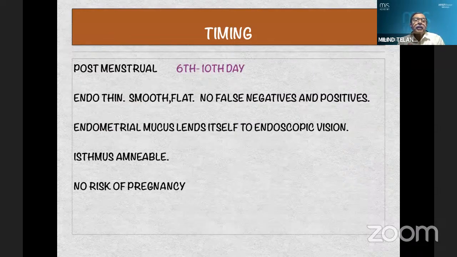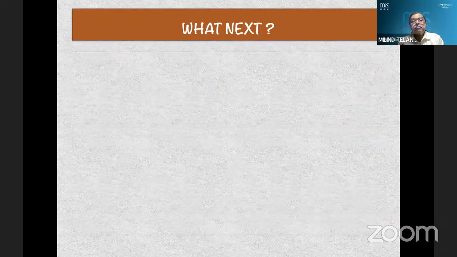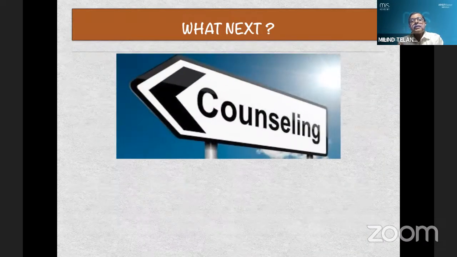Then coming to the timing, post-menstrually 6 to 10 days is the ideal time, because the mucus is absolutely thin, the endometrial vision is very good, you have no risk of pregnancy, and the isthmus is amenable to your entry. So you have no difficulty entering it. There are no false negatives because you know the day of the cycle, and therefore you'll not miss out on any pathology. What next? And this is extremely important.